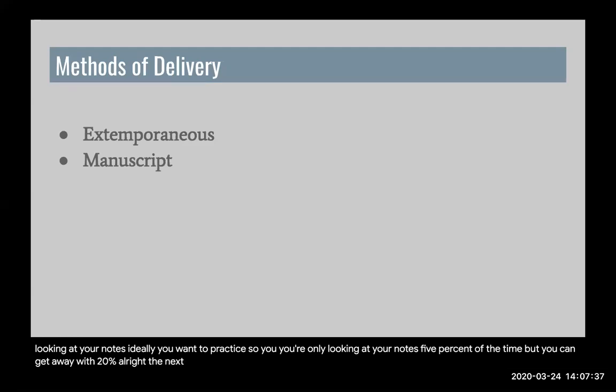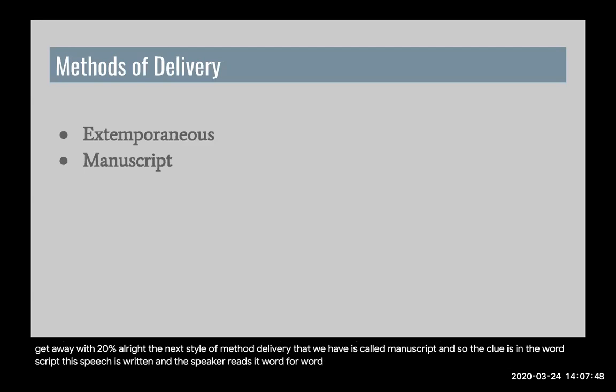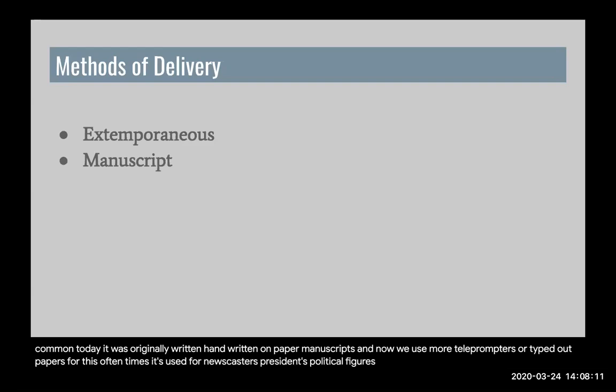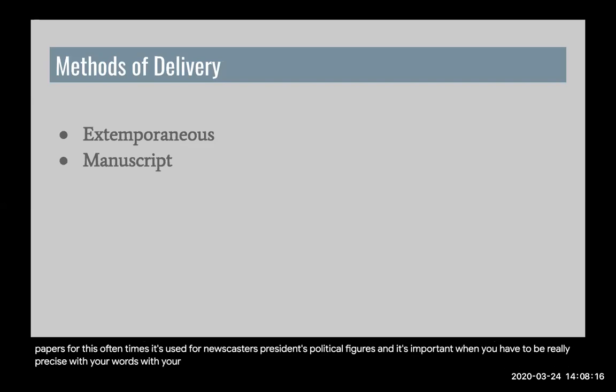All right, the next style of method delivery that we have is called manuscript. And so the clue is in the word script. This speech is written and the speaker reads it word for word to the audience. And while the manuscript style is pretty common today, it was originally handwritten on paper manuscripts, and now we use more teleprompters or typed out papers for this. Oftentimes it's used for newscasters, presidents, political figures, and it's important when you have to be really precise with your words, with your timing, whatever it may be.